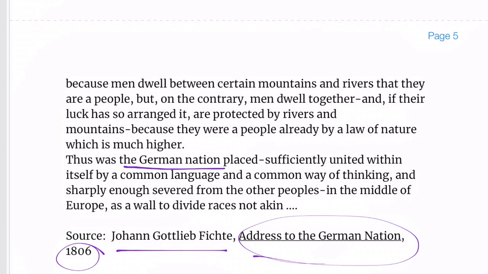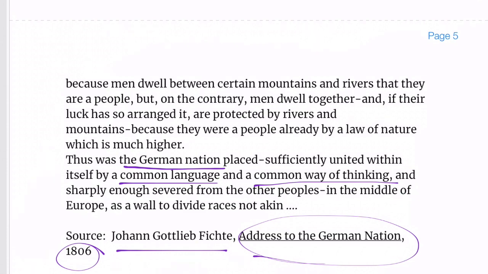Thus, the German nation, sufficiently united within itself by a common language and a common way of thinking, is sharply severed from other peoples in the middle of Europe as a wall to divide races not akin. So what's he saying? Well, basically he's saying first you are joined together by your language, and then after that you're joined together by your boundaries.